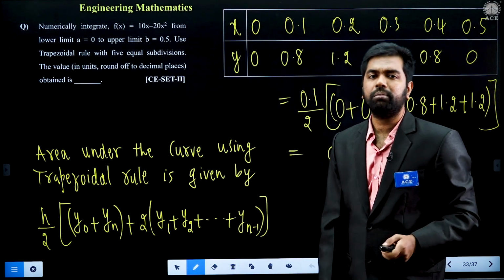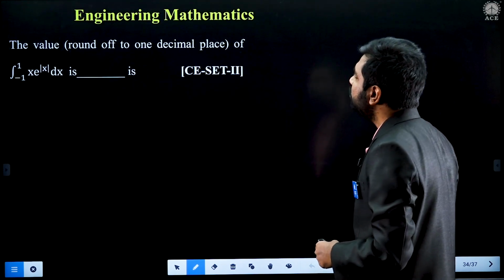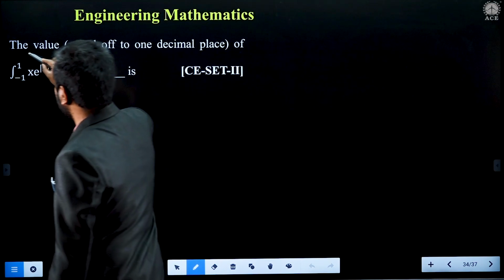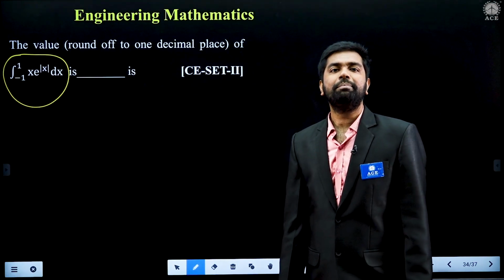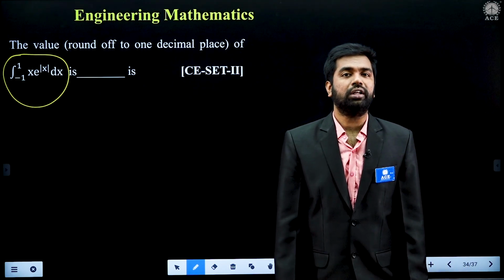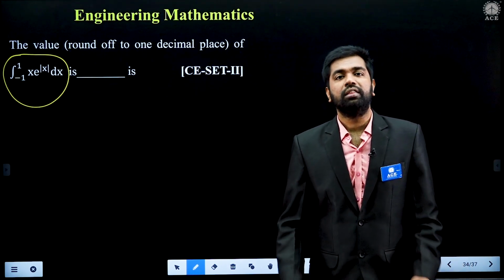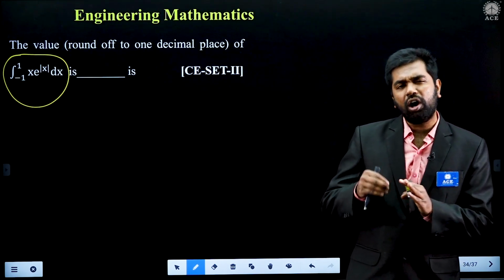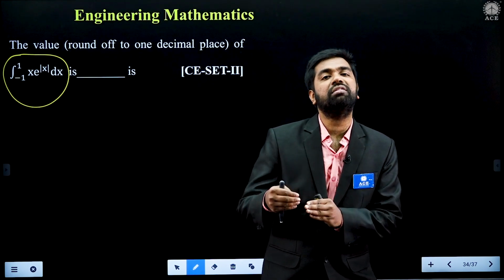Let's look at another problem. The value of this integral is dash. Have a look at this integral. Minus 1 to 1 x e power mod x. The nature of x is odd. The nature of e power mod x is even. The nature of x e power mod x is something like an odd function multiplied with an even function will give you an odd function.